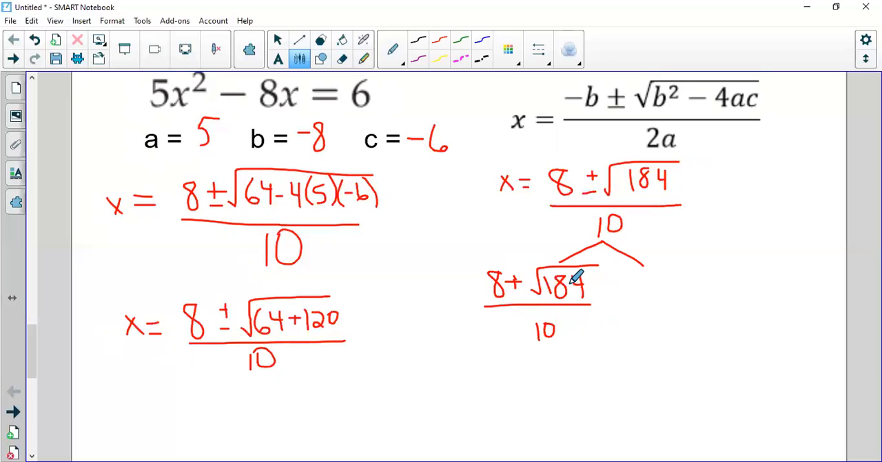And when you get the answer to this, you're going to get an irrational decimal. Do not round it. Just leave it in your calculating tool, whatever you're using, as it is. So I'm going to grab my calculator. I'm going to press 8 plus the square root of 184. That gives me 21.564, blah, blah, blah. I'm going to keep that in the calculator and then divide by 10.